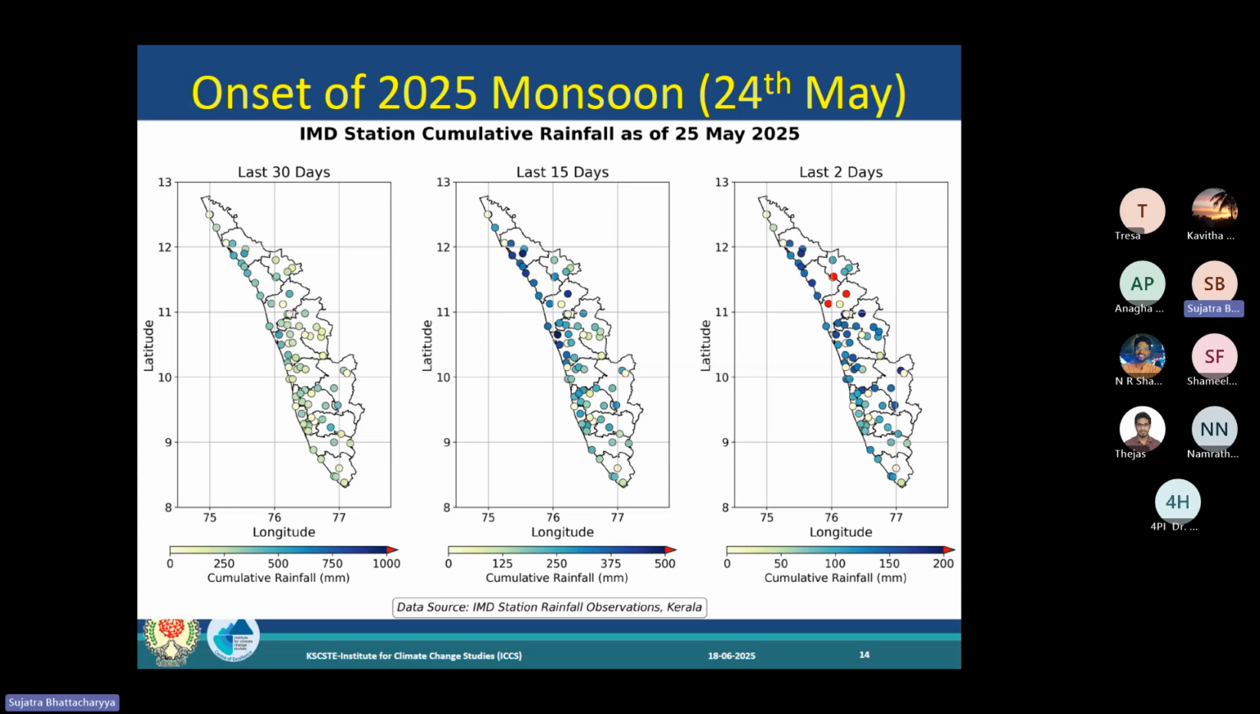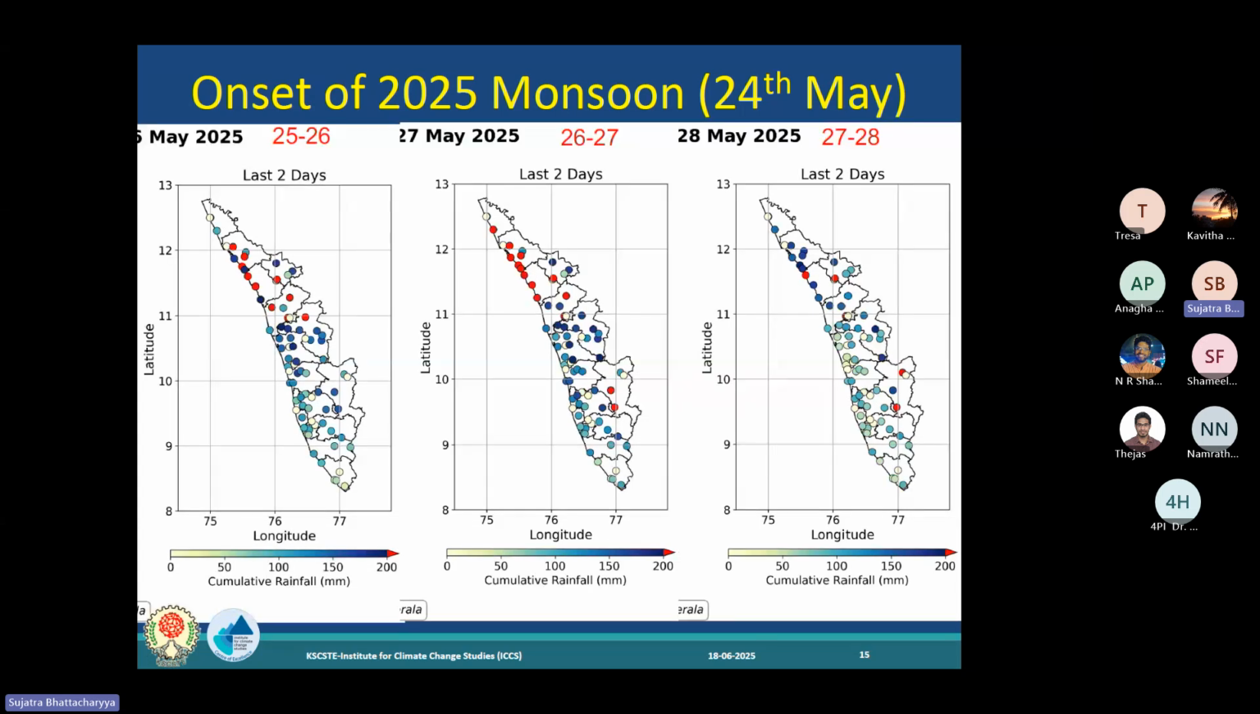So then comes how the monsoon progressed after the 25th. This is the two days of accumulated rain. As you can see, the northern part of Kerala got very heavy rain. Every day we get the data from IMD, we prepare this plot, and we give it to the Kerala Disaster Management Authority, because they will be focusing on these particular panchayats, and they will give a separate warning for them.